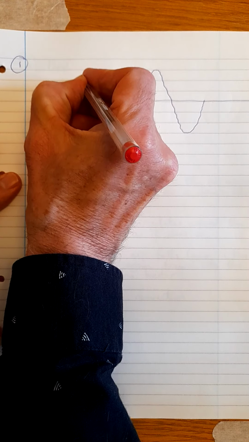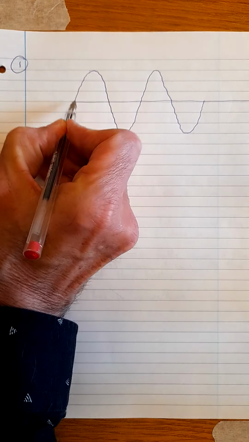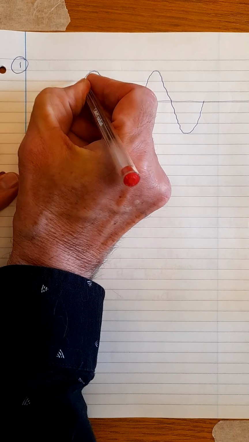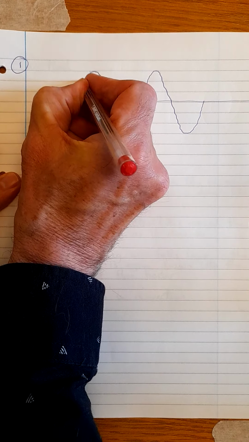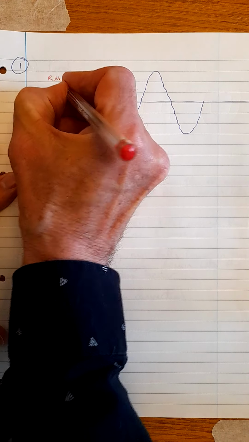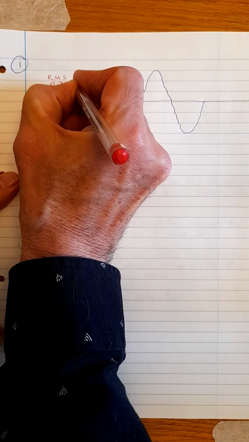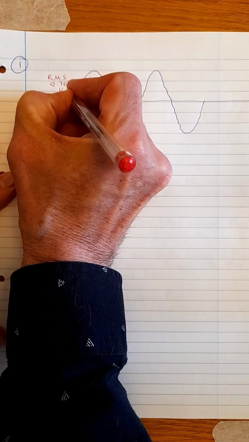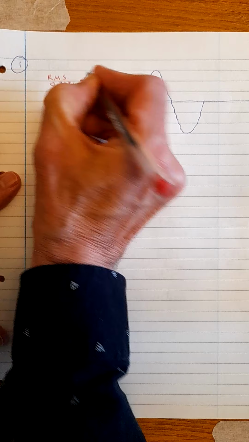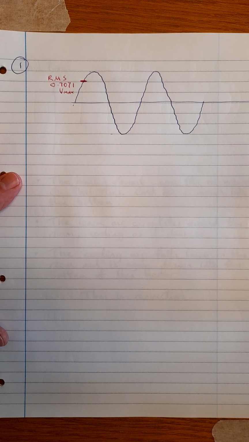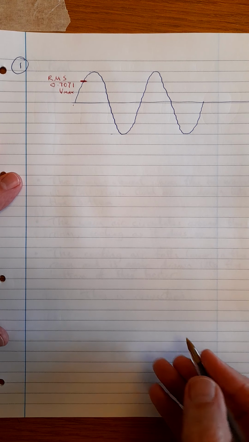So RMS is, if this was 0 to 1, then it's about 0.7. So something up here, it doesn't have to be spot on. So RMS is 0.7071 times Vmax. So that's that one. Try and indicate it as clearly as you can on your sketch.